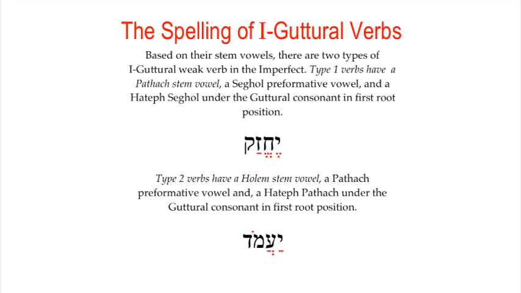You will see that when you compare the two examples, the bottom example, ya'amod, has a different vocalization. It's A-A-O, not E-E-A. Again, the bottom example begins with a pathach, or short A vowel, under the preformative consonant yod. Under the first root letter, you have the hatef pathach vowel. Then your stem vowel is holem. These two patterns for the one guttural must be learned.